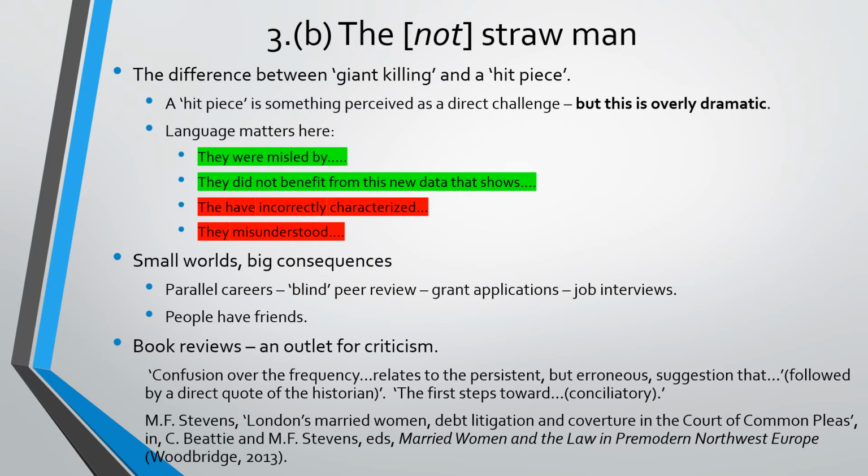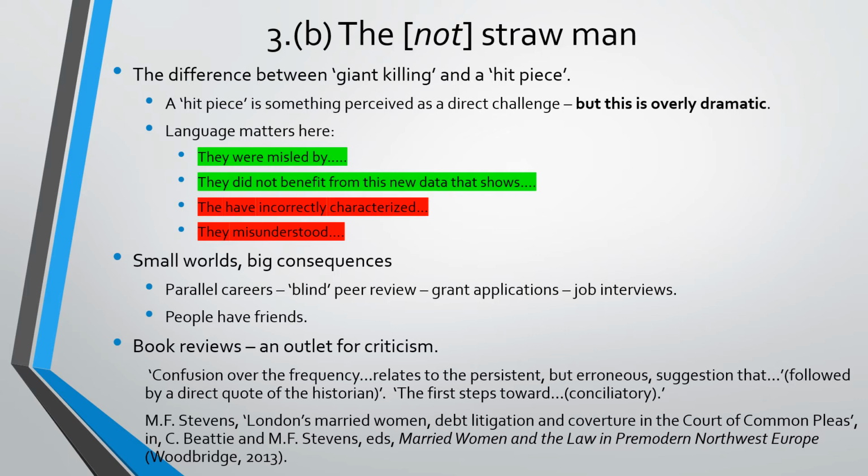Language really matters here. If you're writing in response to a piece of literature by an academic who's still alive and active, then the type of phrases you might choose to use are like, they were misled by, they did not benefit from this new data that shows. So those phrases I put in green are effectively suggesting that other academic is wrong, but it's not their fault. They didn't have all of the information available to them.